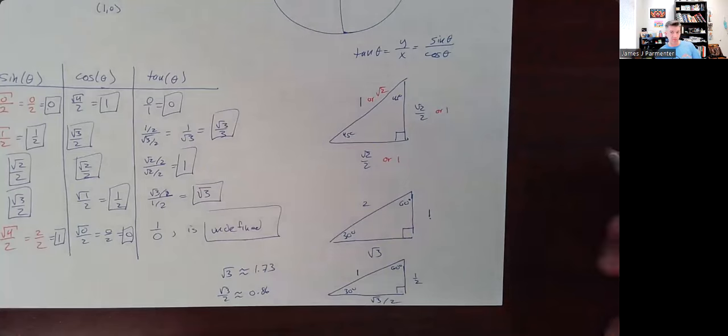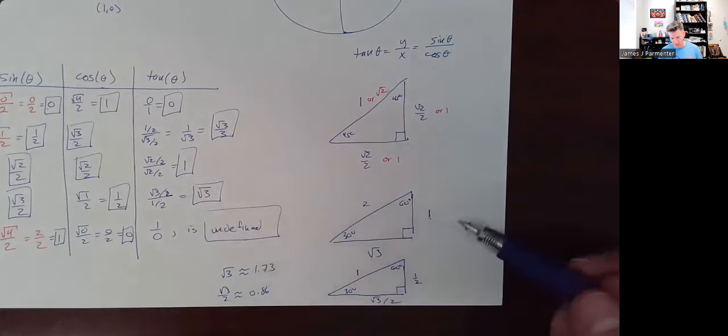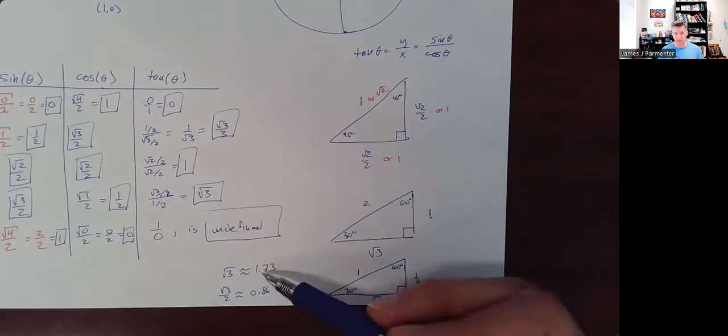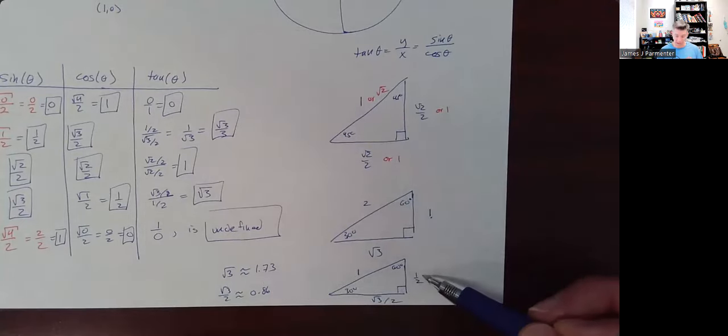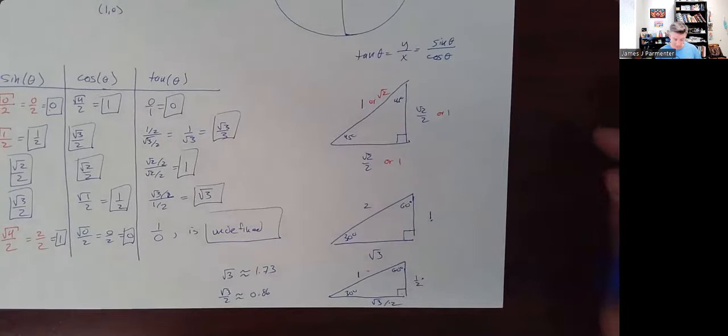So you're having trouble remembering which one's bigger. If you remember these decimals, you're like, oh yeah, 1 is smaller than 1.73 and 1.73 is smaller than 2. Or 1/2, which is 0.5, is smaller than 0.86, which is smaller than 1. So there are ways to remember the things.